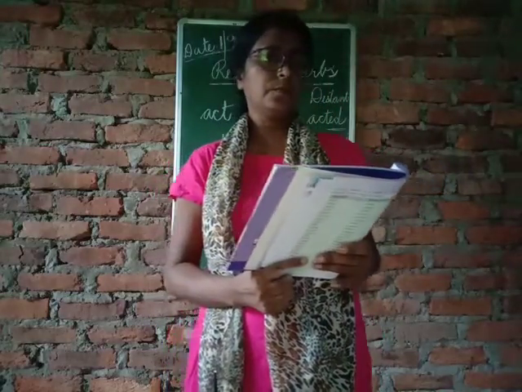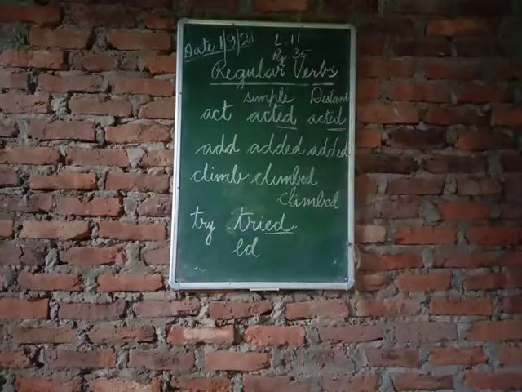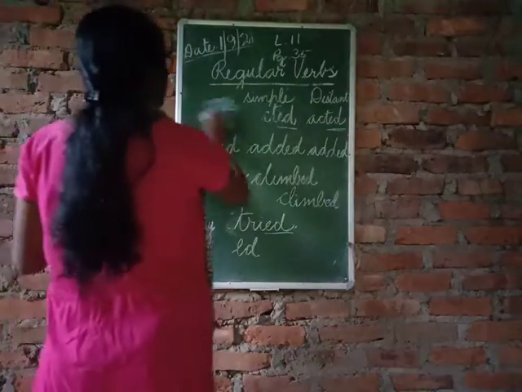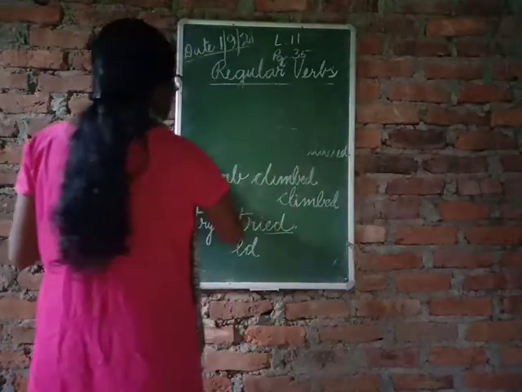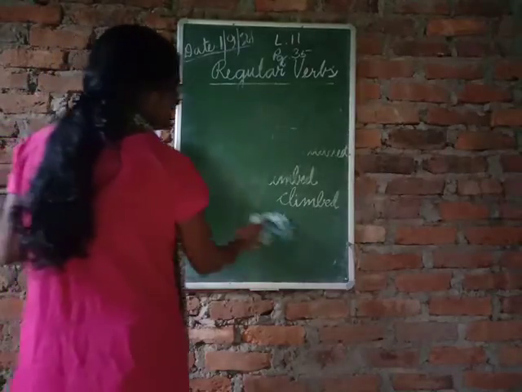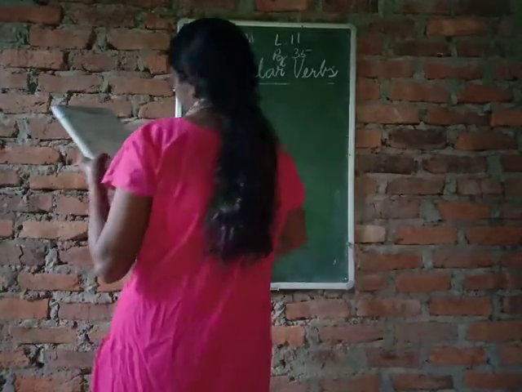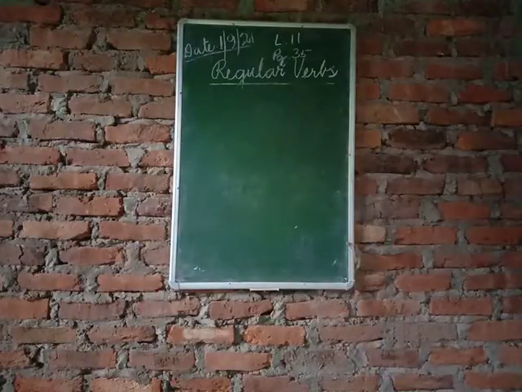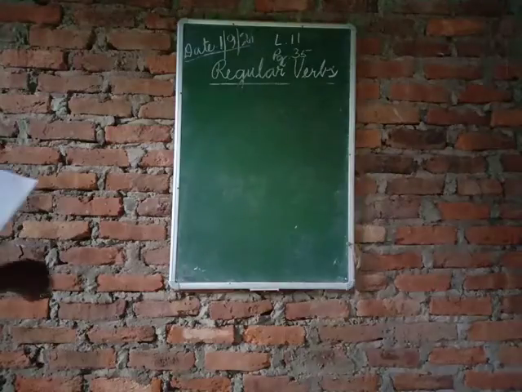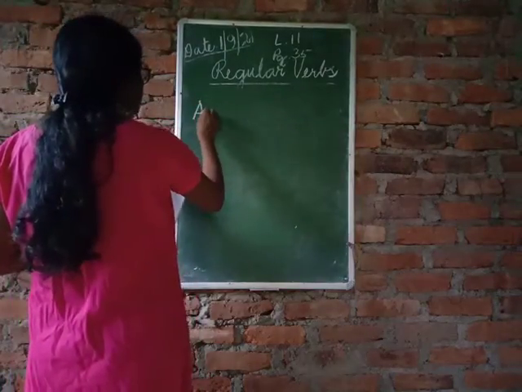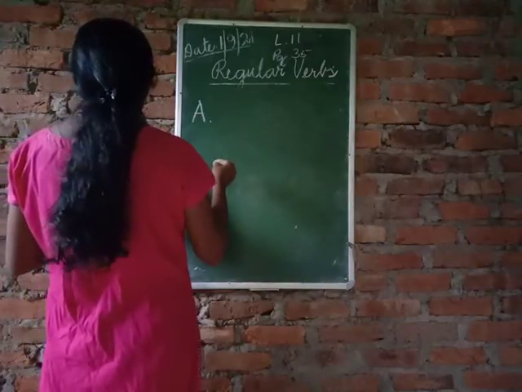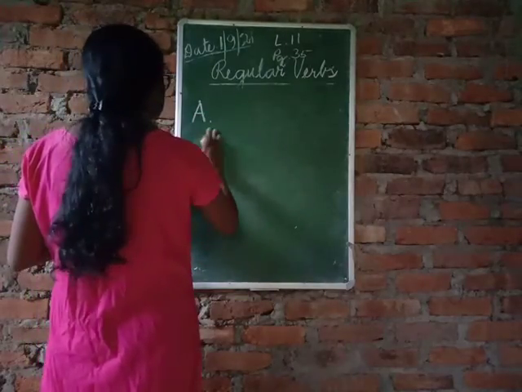So from this exercise, page number 37, we'll do A and B. You can do it in your book. You take out your book and do it in your book. And if you don't have the book, then you write it in your copy. So we'll do only A today. 1. Name.